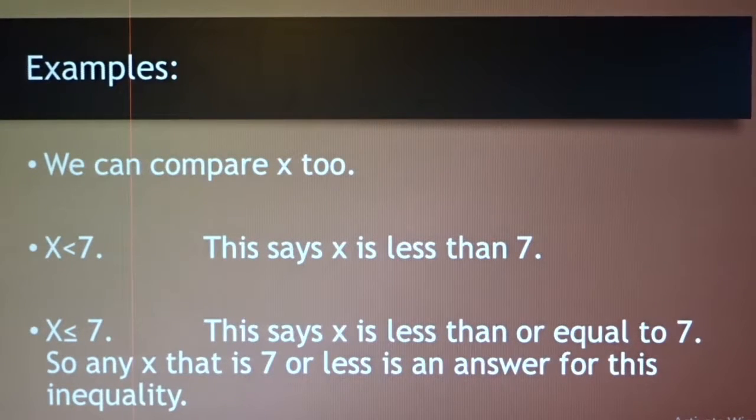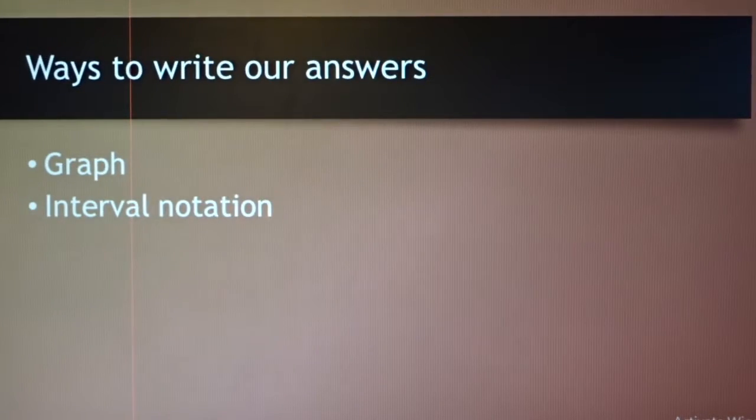We can compare x's too. We can say that x is less than 7, or x is less than or equal to 7. So any x that is less than or equal to 7 would be an answer for that inequality. There are two ways to write our answers. We can either graph the answer, or we can write it in interval notation.